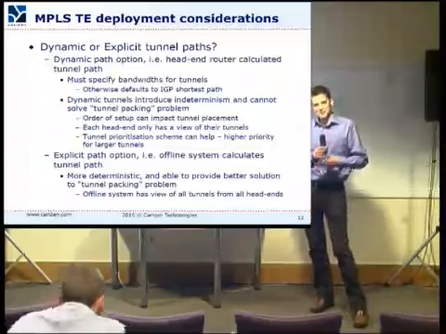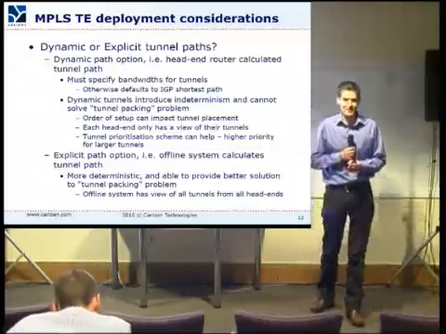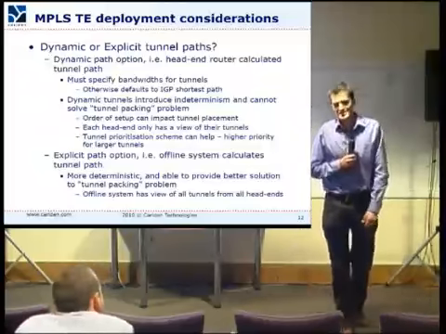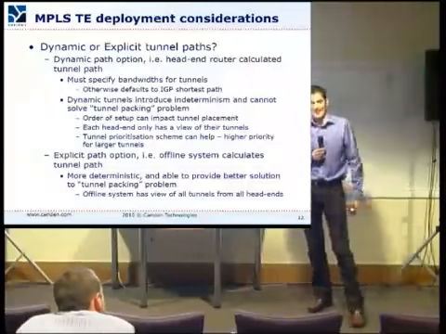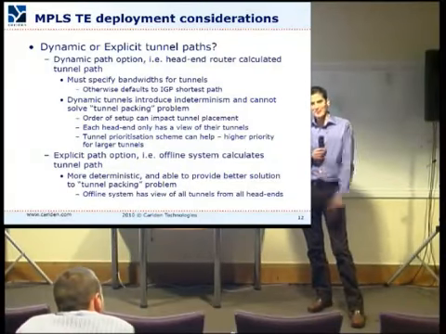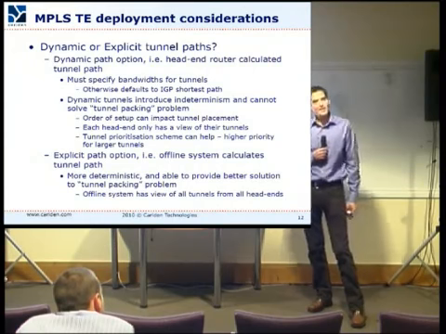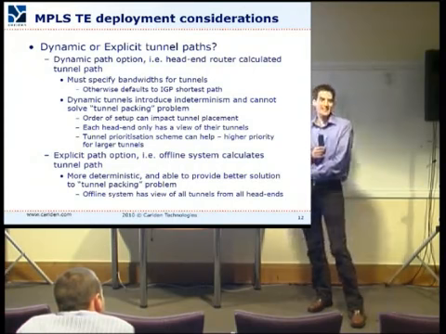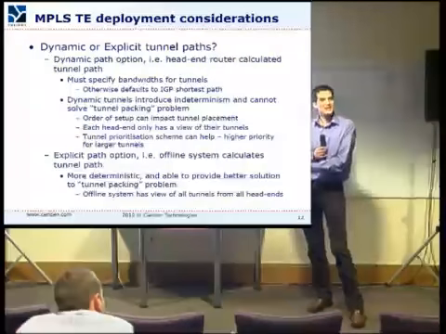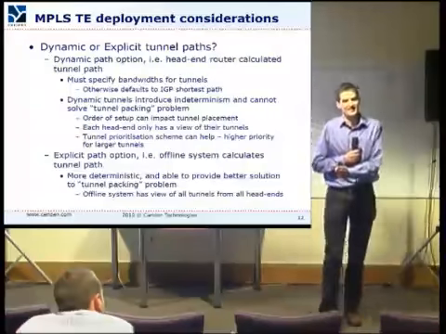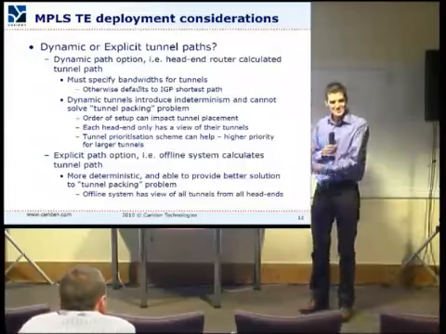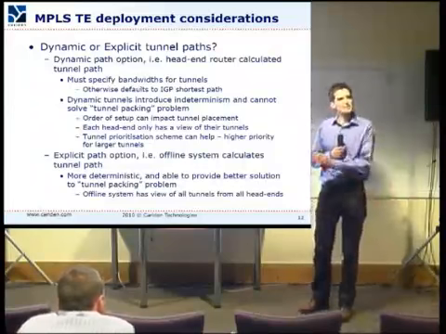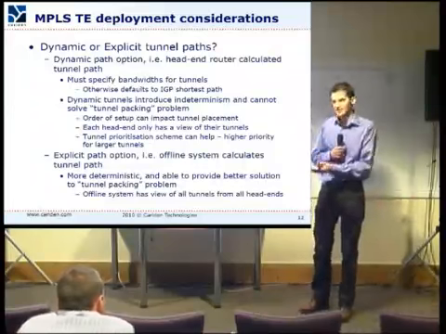Imagine the scenario that you've got two links. One of them is 1 gig, and the other one is 10 gig, and you have two tunnels. One of them is 1 gig, one of them is 10 gig. If the 1 gig tunnel is set up first and is set up over the 10 gig link, then the 10 gig tunnel cannot be placed. So, in that case, what you'd really want to do is move the 1 gig tunnel and then be able to set up the 10 gig tunnel over the 10 gig link.